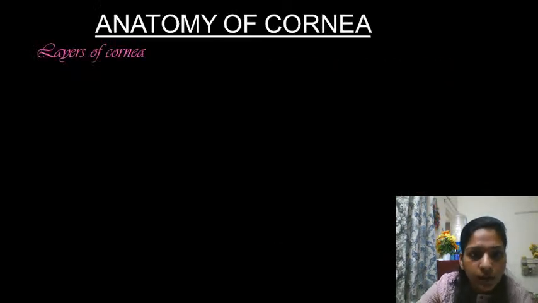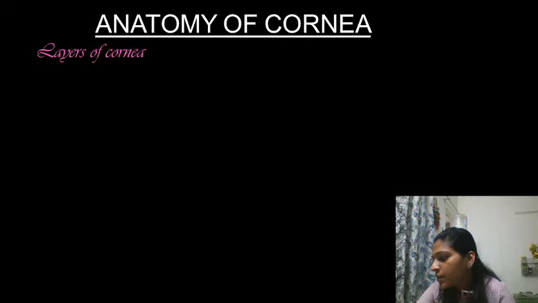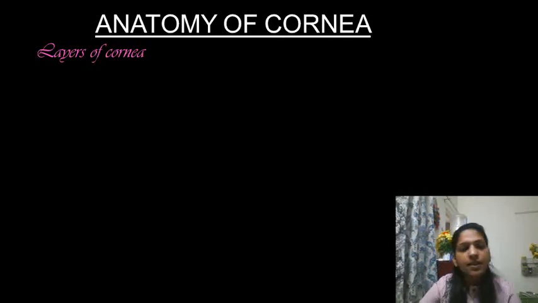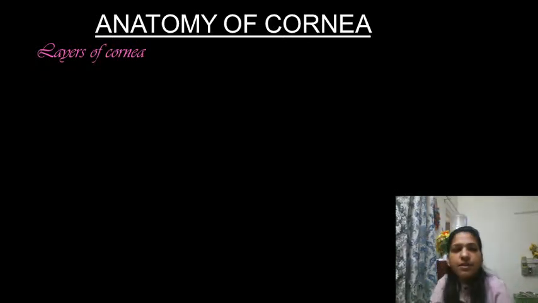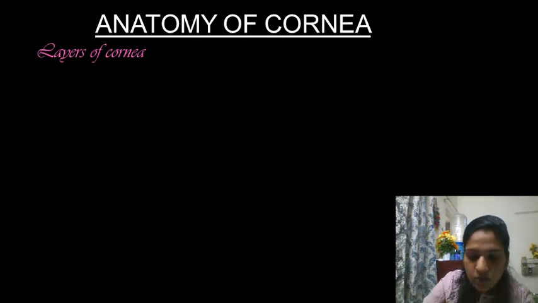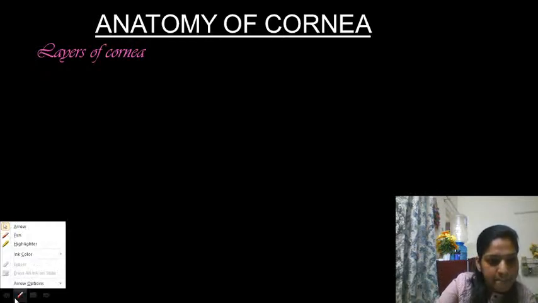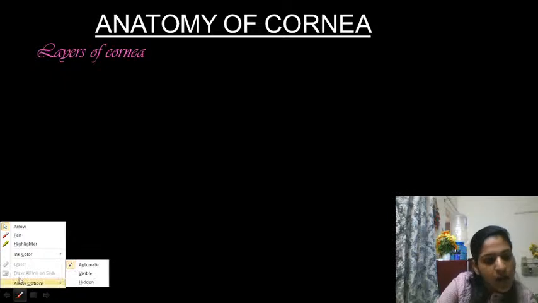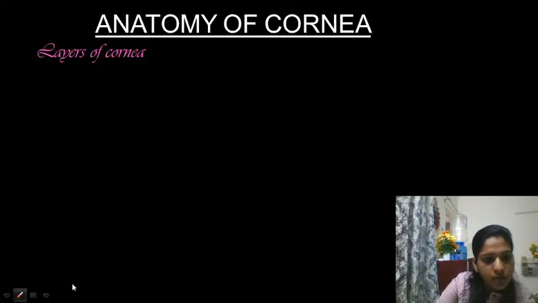So first, coming on to the anatomy of the cornea. Now you people have to tell me the 6 layers of cornea, starting from outside to inner side.